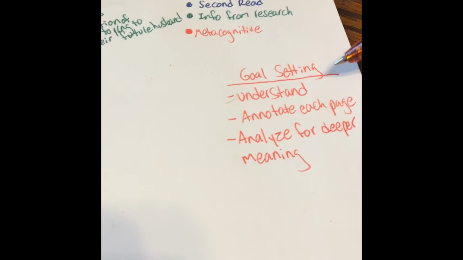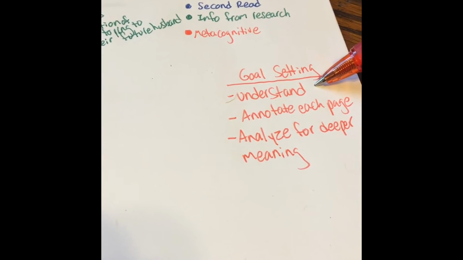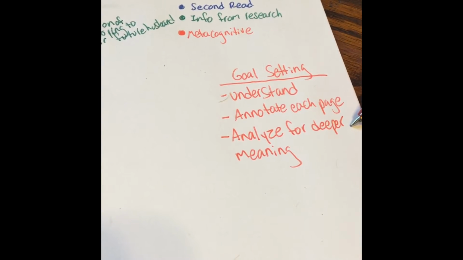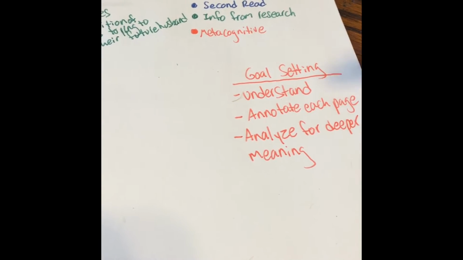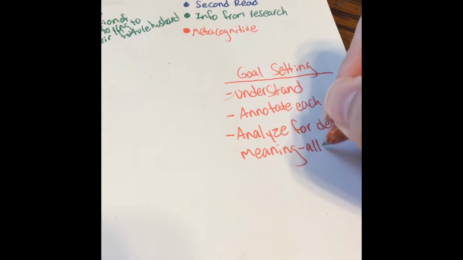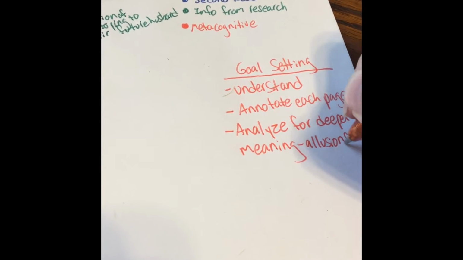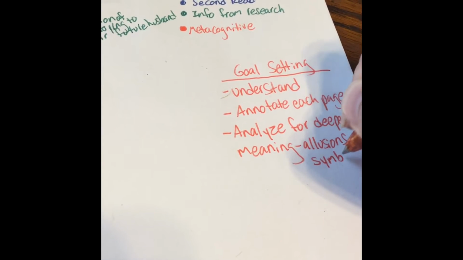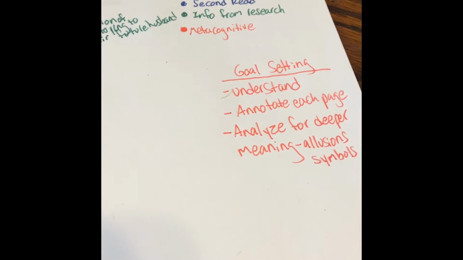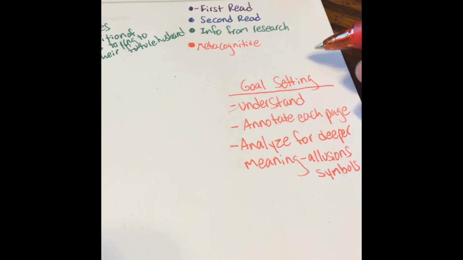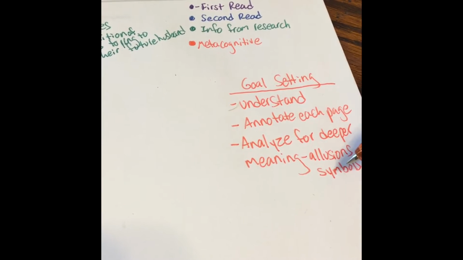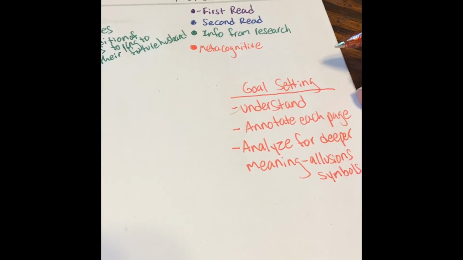Alright, so for my goals, I want to understand what I am reading on a base level. I want to annotate each page, and then I want to further analyze for deeper meanings, and that can be things like allusions, looking for symbols, etc. Okay? So this is another metacognitive process, setting a goal for your reading and making sure you understand your assignment.